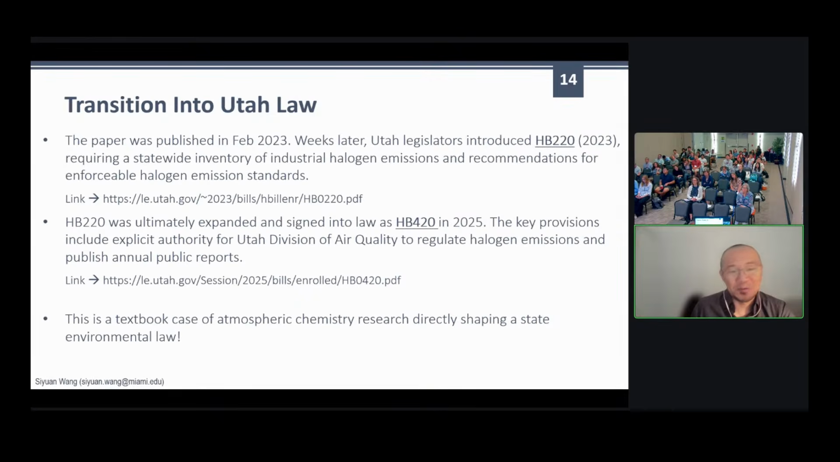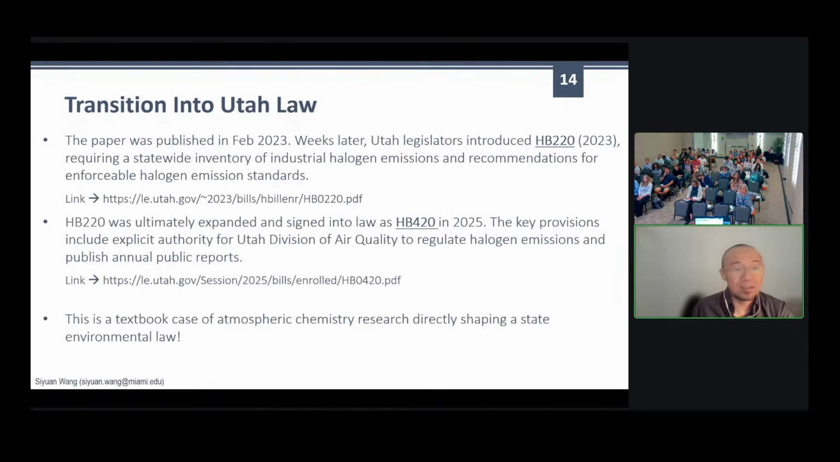Okay, now comes the interesting part. The science is by no means perfect, but the message is pretty clear that one single industrial facility can worsen air quality significantly. The paper has drawn some quite interesting attention, in my opinion a little bit unusual actually. The paper was published in February 2023. Within weeks after the publication, the governor of Utah formally requested that industrial halogen emissions be included in the Wasatch Front ozone non-attainment area, explicitly citing our work.